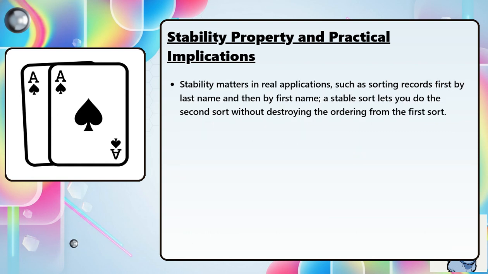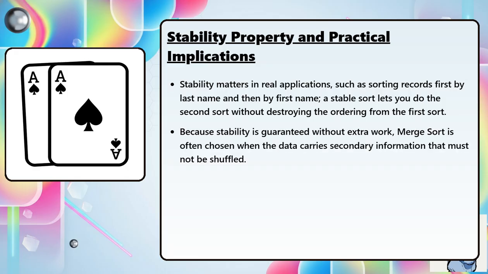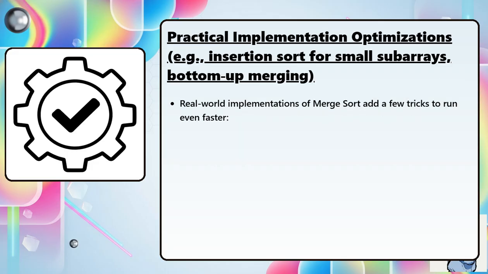Stability matters in real applications such as sorting records first by last name, and then by first name. A stable sort lets you do the second sort without destroying the ordering from the first sort. Because stability is guaranteed without extra work, merge sort is often chosen when the data carries secondary information that must not be shuffled. Real-world implementations of merge sort add a few tricks to run even faster.